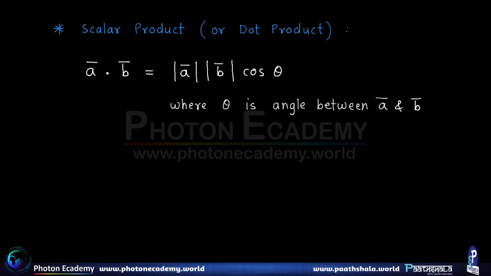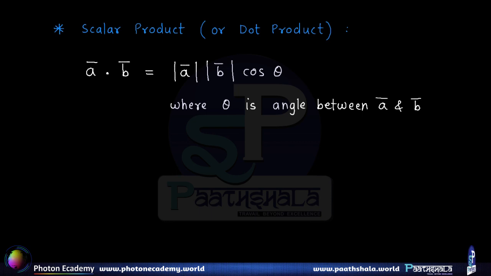The scalar product is denoted as a bar dot b bar, and it is defined as mod of a bar, that is magnitude of a bar, into magnitude of b bar into cos theta, where theta is the angle between vectors a bar and b bar. That's the definition of the scalar product.